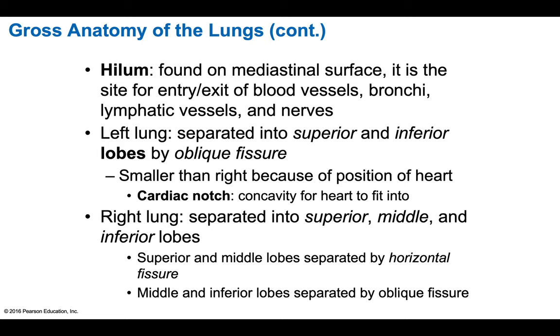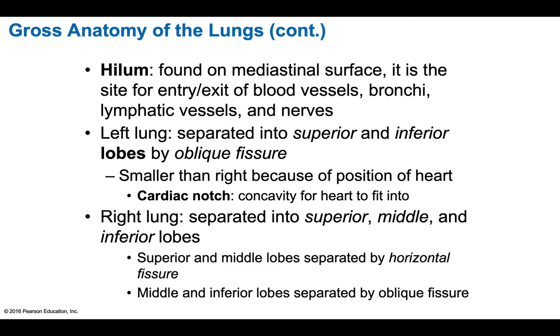Now, because the apex of the heart is slightly left of the median plane, the two lungs vary slightly in shape and size. The left lung is a little bit smaller than the right. It has a concavity on its medial aspect that accommodates the apex of the heart. It's subdivided into the superior and inferior lobes by the oblique fissure.